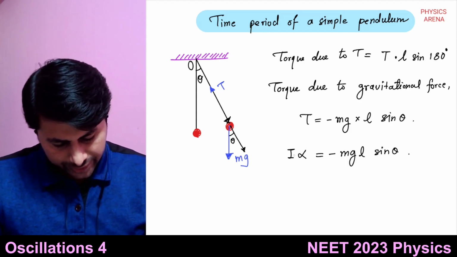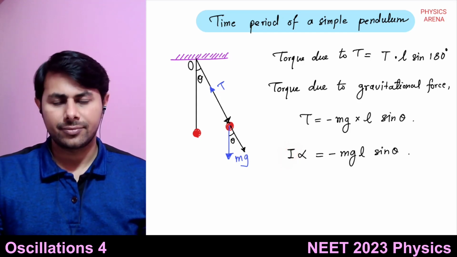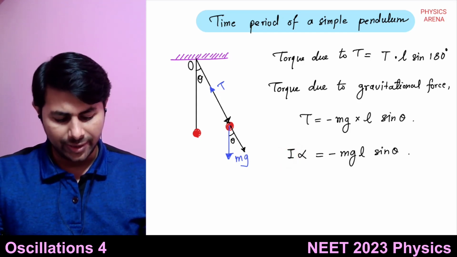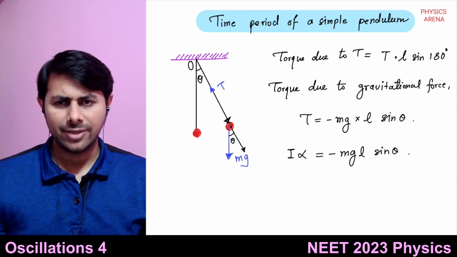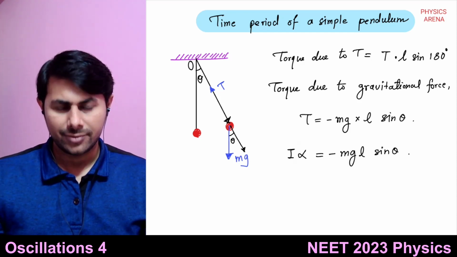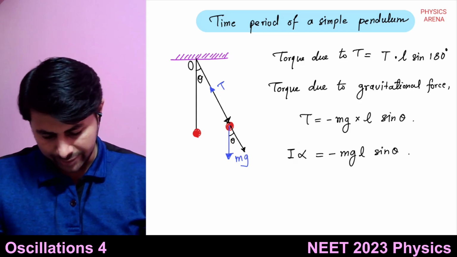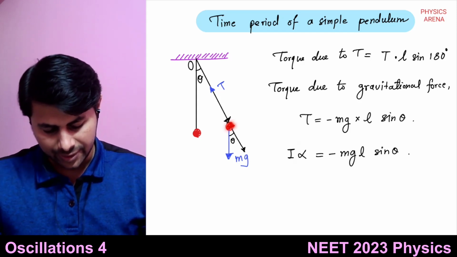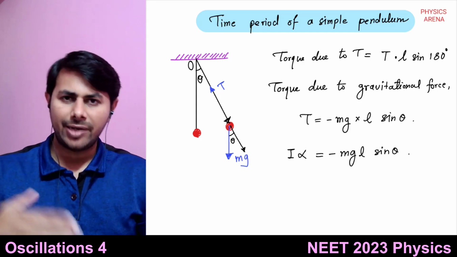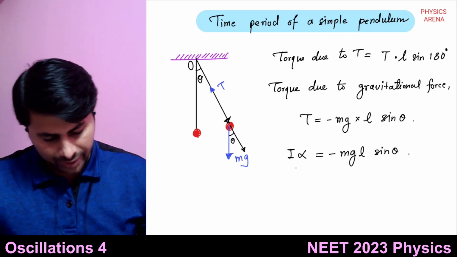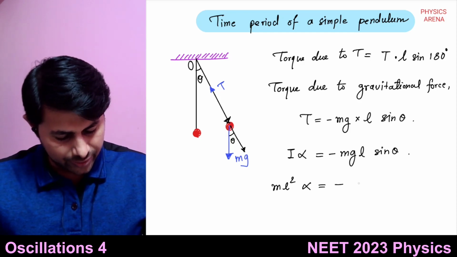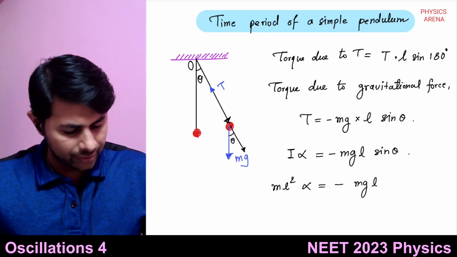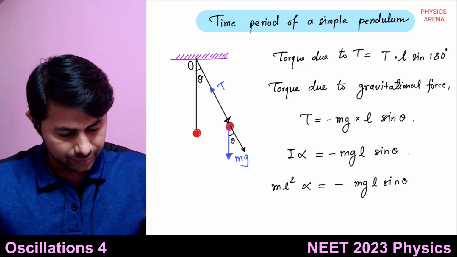So what is the value of I? It is ml square, moment of inertia of this mass. It's just mass multiplied by distance square. So it is ml square multiplied by alpha equals to minus of mgl sine theta.